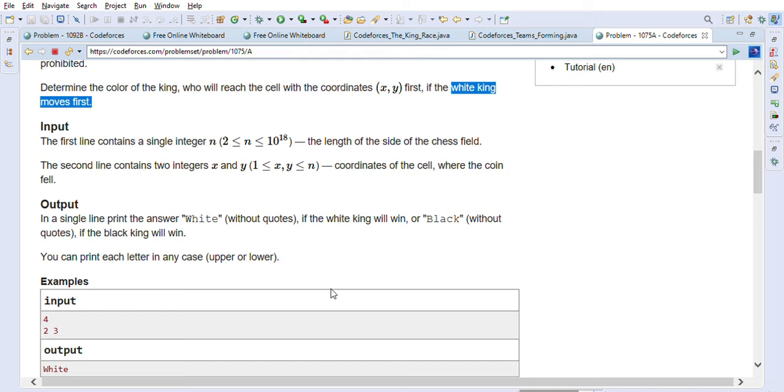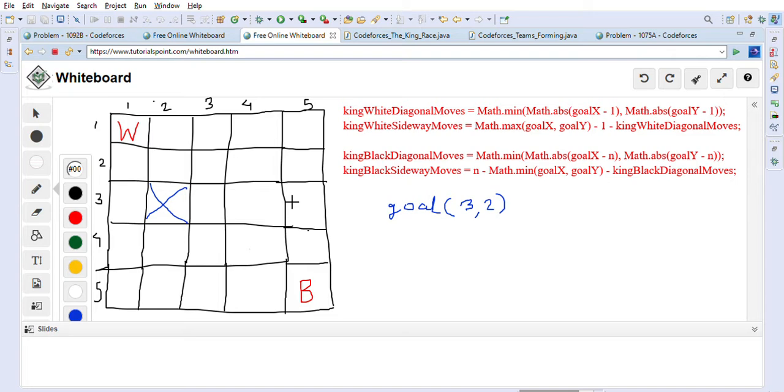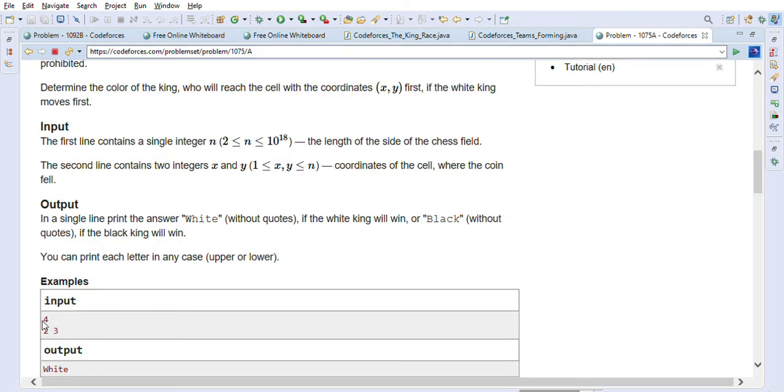So let's look at the input that they have given us. The first line contains a single integer n, length of side of chess field, right? So here 4 by 4. In this example they have given us 4 by 4, for example, right? And in our example that we are taking, this is given as 5 by 5, right? And after that they will give us the position where the coin fell, right? The x and y coordinate means, for example, second row and third column. So we have to find out which king is the winner, right?